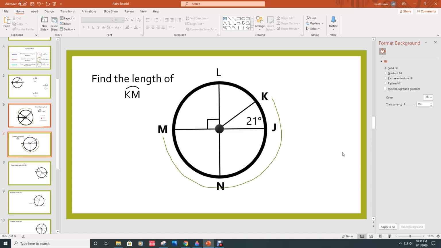So let's figure out what we need to do to find this arc length. Up here, we can figure out what this half is and figure out what we're missing here. And those are my notes here. Let me go back to when I solved it.